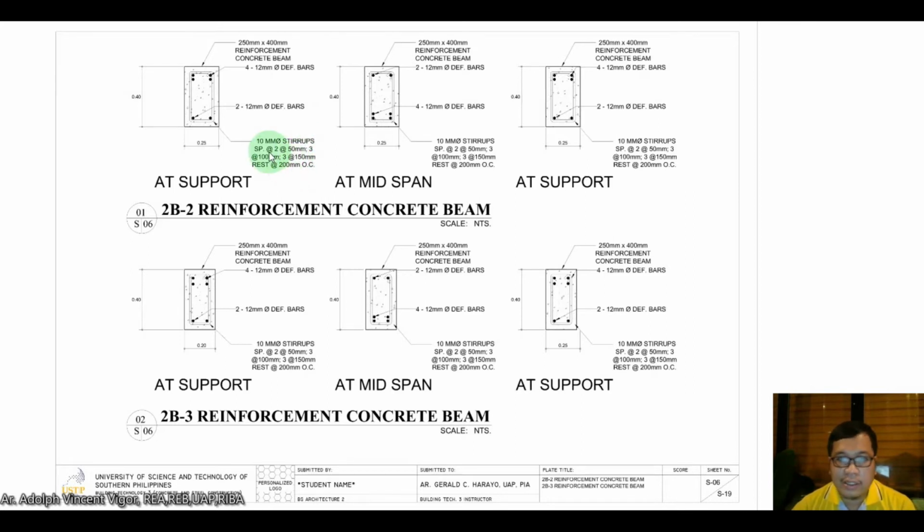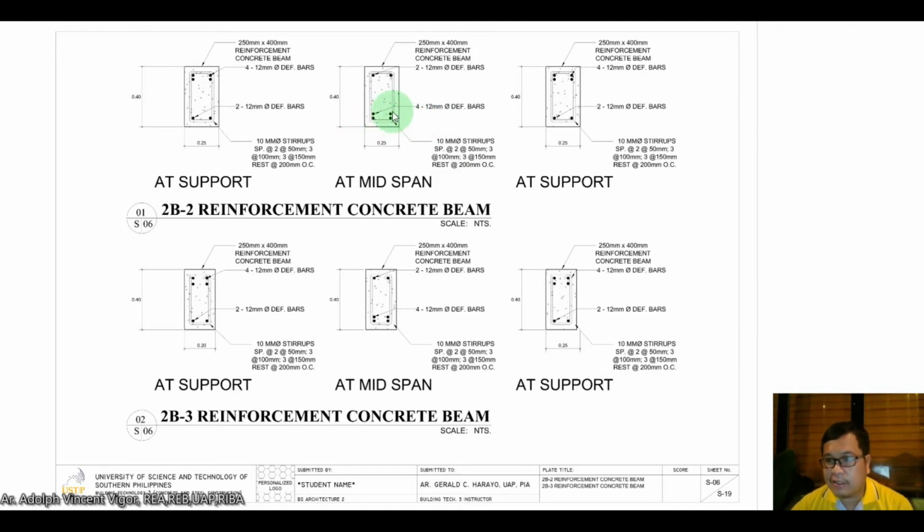What's written here are the spacing. So it's spaced at 2 at 50, 3 at 100, and 3 at 150, and the rest at 0.2 on center. Then here at the midspan, that's at the support. If you observe this, the design for both of the supports from both ends are the same, but at the midspan it changes because the number of reinforcements, the 4-12 mm bars, could be found at the bottom.